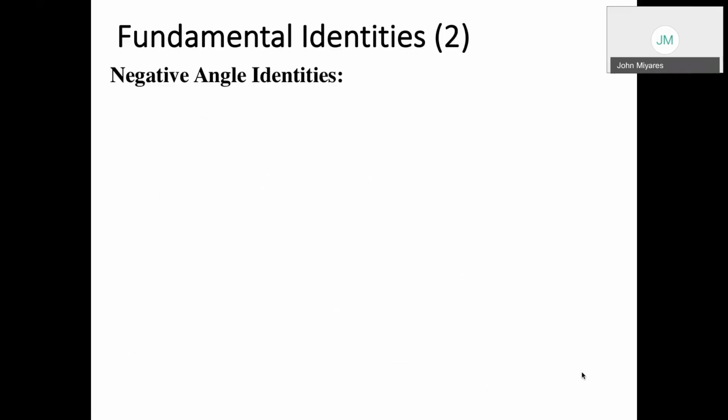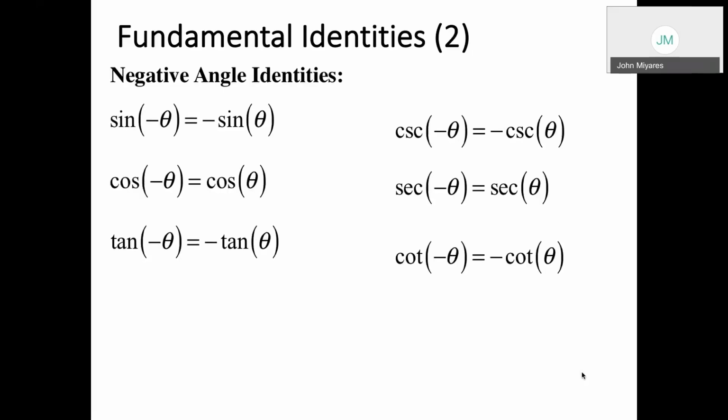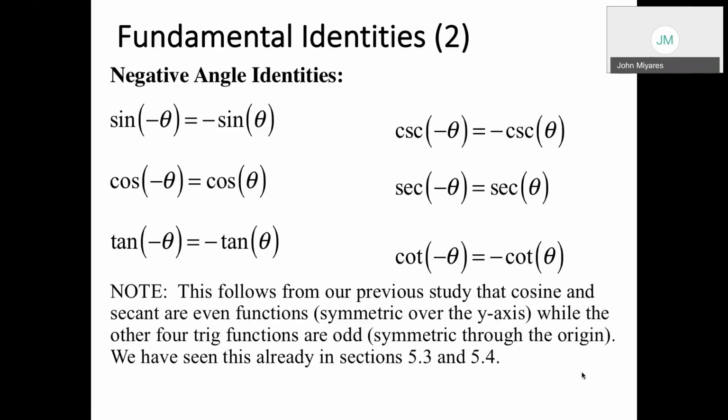The next group we can look at are called the negative angle identities. Although we may not have formally looked at them like this, we have explored the ideas presented with these identities when we were looking at the graphs of the 6 trigonometric functions and exploring their inherent symmetry. Cosine and secant are both even functions, symmetric to the y-axis. So the cosine of the negative angle is going to equal the cosine of the positive angle.